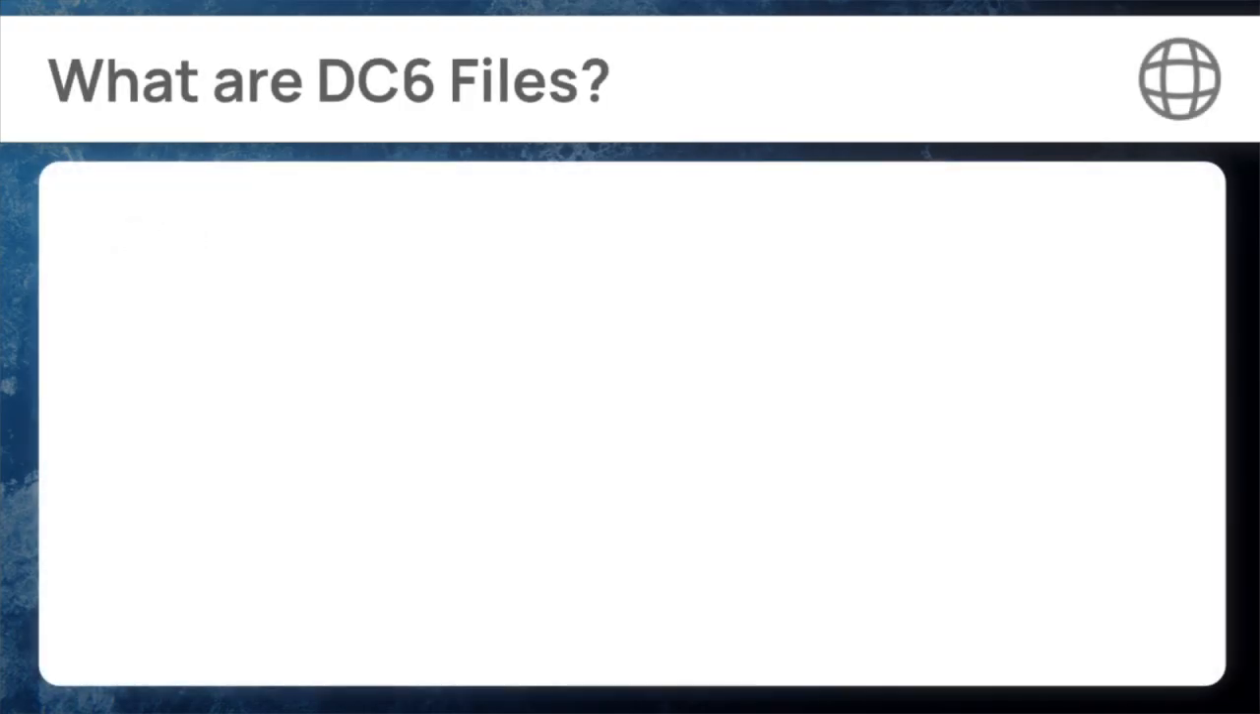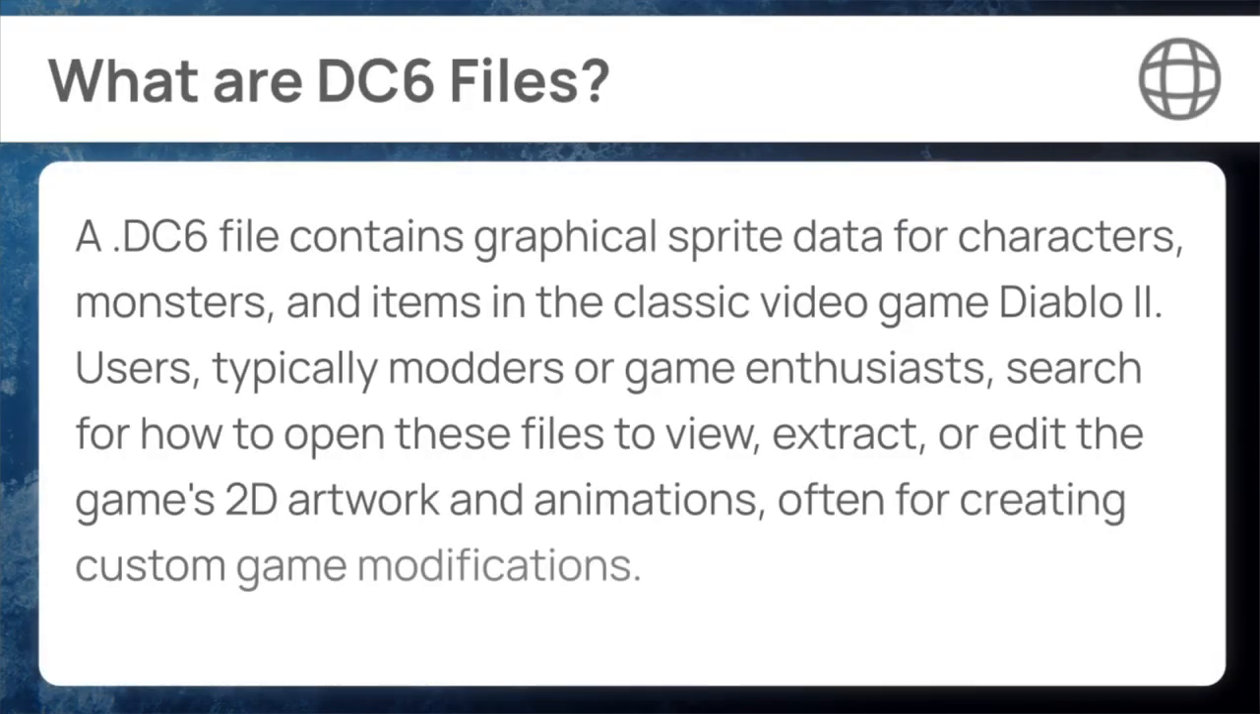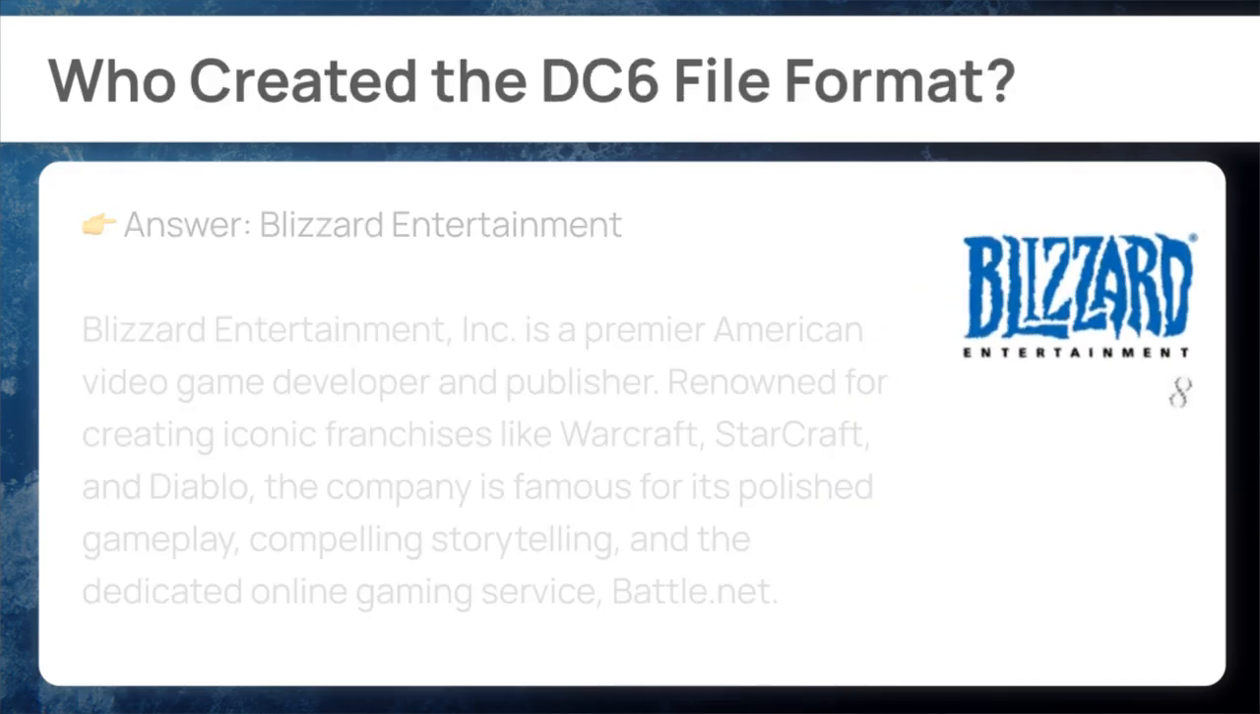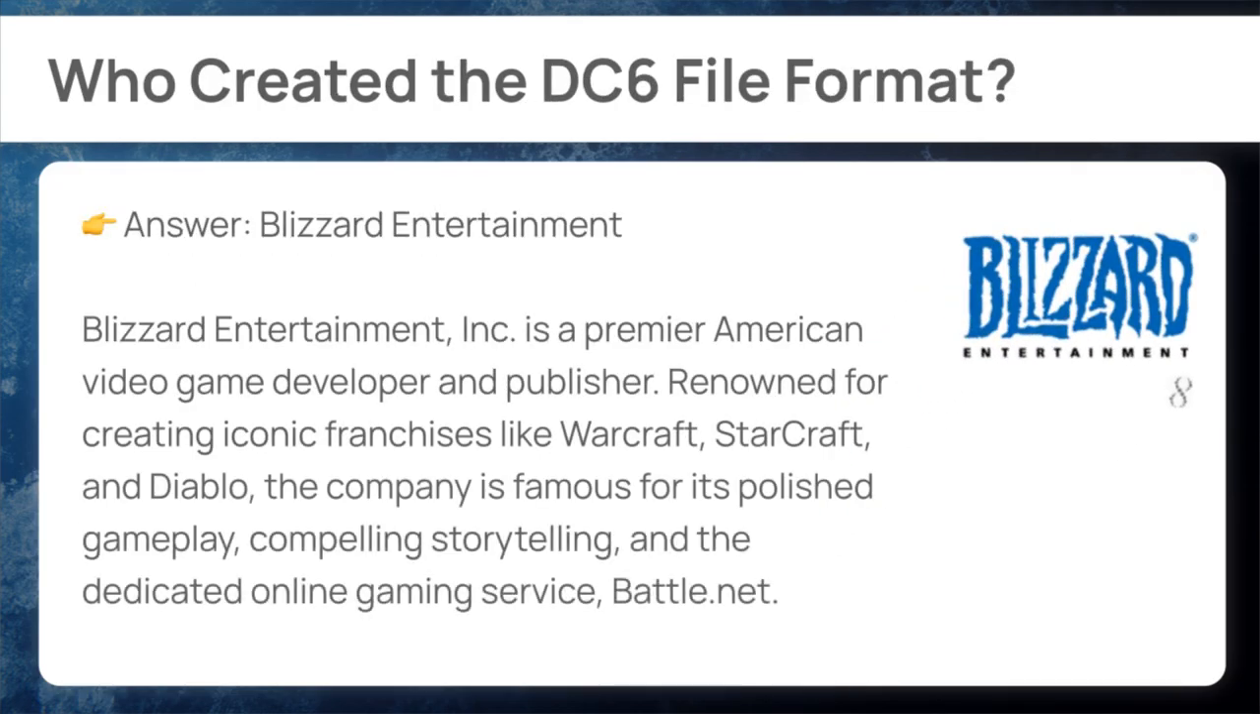A DC6 file contains graphical sprite data for characters, monsters, and items in the classic video game Diablo II. Users, typically modders or game enthusiasts, search for how to open these files to view, extract, or edit the game's 2D artwork and animations, often for creating custom game modifications.